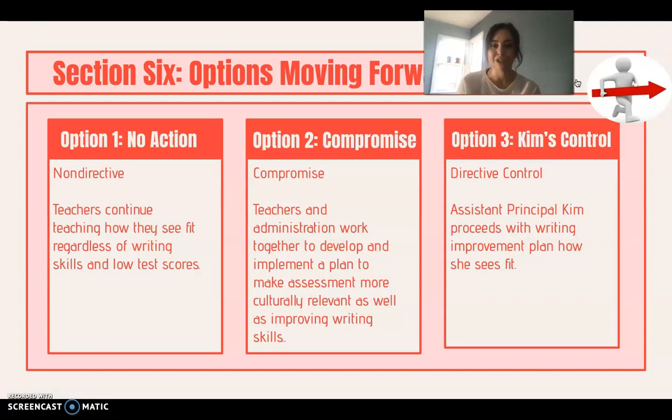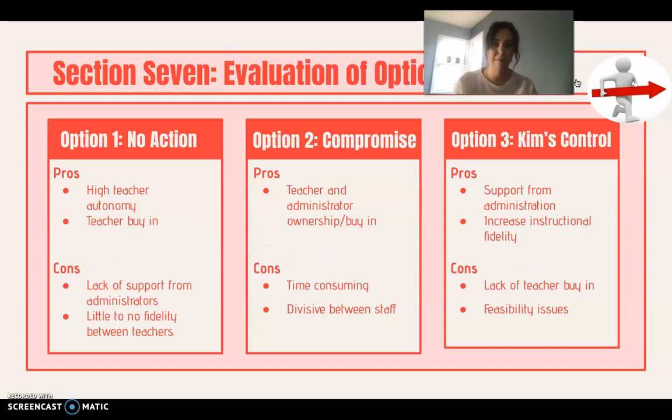So in this option 2, we would have teachers and administrators work together to develop and implement a plan to make assessment more culturally relevant, as well as improving the writing skills. What really sets option 2 apart from the other two on the ends is that we have both teachers and administrators putting forth what their feelings are and getting the things that they want out of this new system. So it's really a compromise.